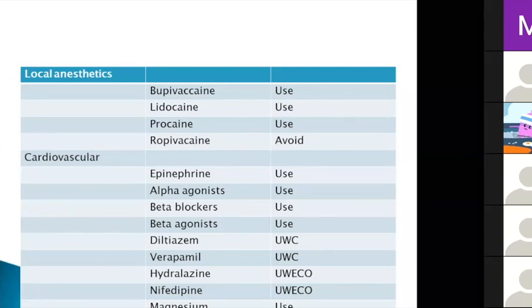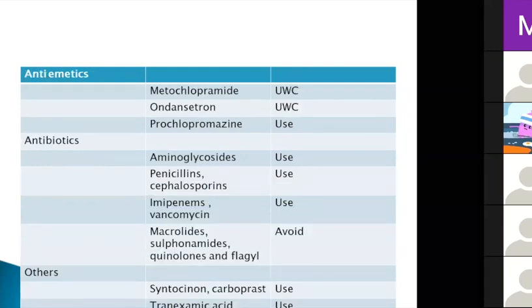With the cardiovascular drugs, epinephrine is safe. Alpha agonists should be used. Beta blockers, beta agonists should be used. Verapamil and diltiazem should be used with caution. Hydralazine and nifedipine should be used with extreme caution. In terms of our antiemetic drugs, metoclopramide and ondansetron should be used with caution. Prochlorperazine can be used safely.